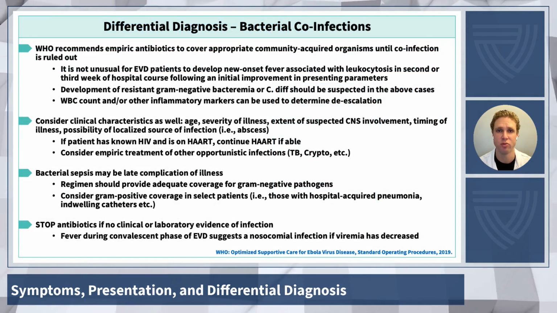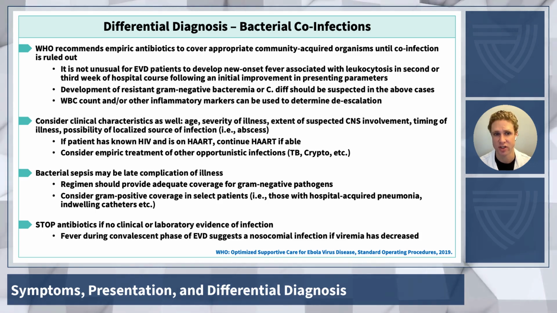Now, if we do decide to administer antimicrobial therapy, we have to cover appropriate community-acquired organisms until this co-infection is ruled out. It's also important to think about, and it's not unusual for Ebolavirus disease patients to develop a new onset fever associated with new leukocytosis after they've already passed through that peak phase into the recovery phase. This follows an initial improvement in presenting parameters, and this may be a sign itself that patients may have, in fact, developed a secondary bacterial infection. We also want to make sure we cover the clinical characteristics of patients, so their age, their severity of illness, the extent of suspected central nervous system involvement.